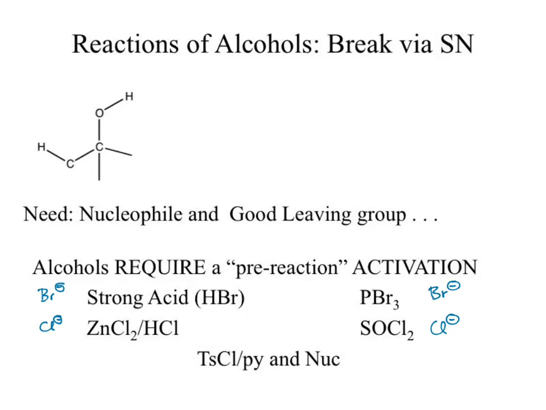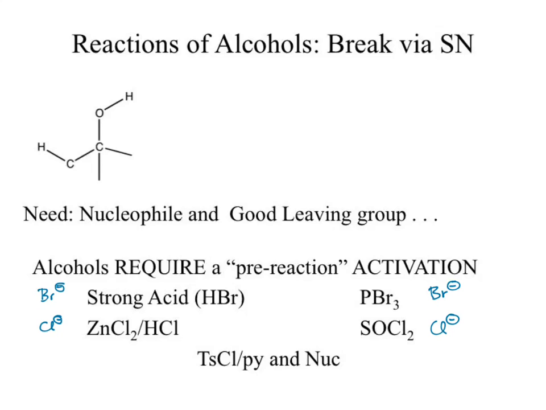Okay, so what's the rest of that junk associated with it? The rest of that junk is what's activating our leaving group, activating our oxygen for the substitution, for it to be able to be removed from the structure. Okay? Why would we prefer to use the strong acid HBr versus PBr3 or vice versa?